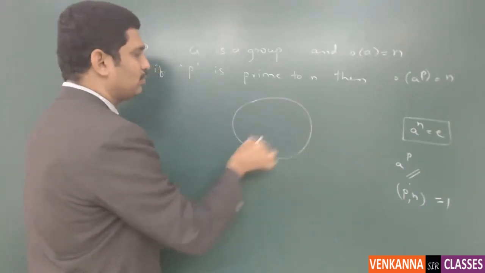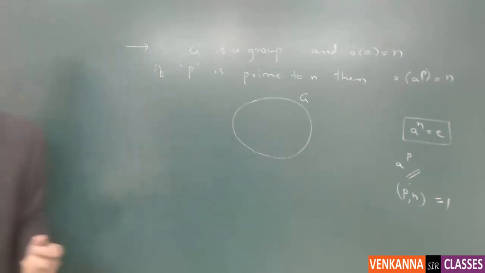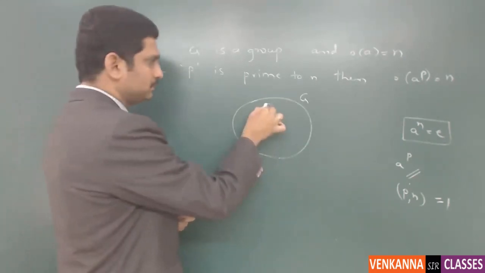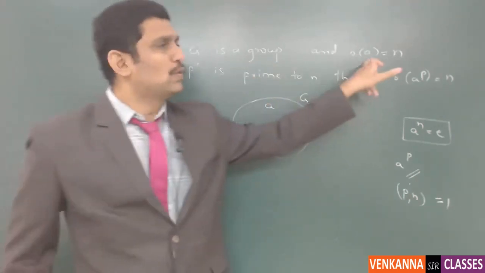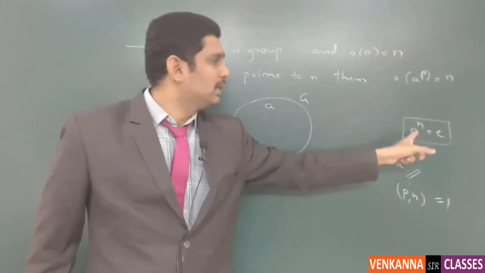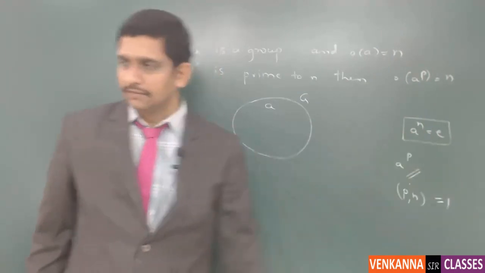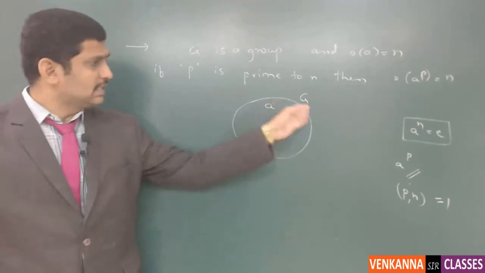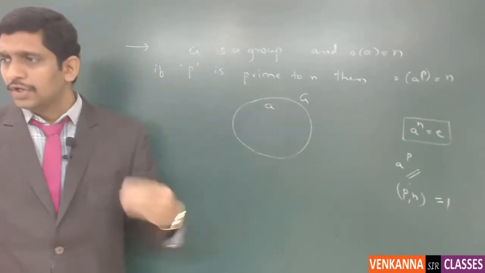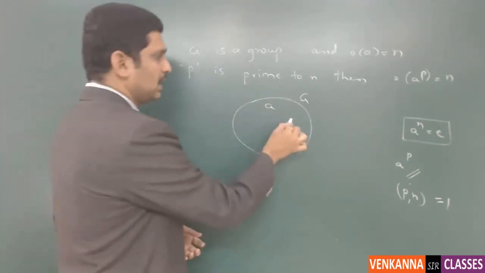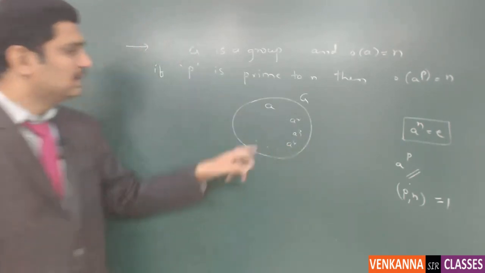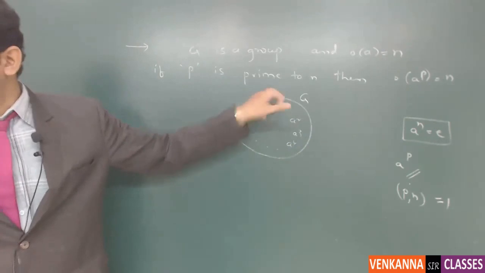So this is the group G, in which I have taken an element A, whose order is n. So I got A power n is equal to E. Clear? Right. Since it is a group, if you apply closure law, A square, A cube, A power 4, etc., these values also belong to G. Agree?